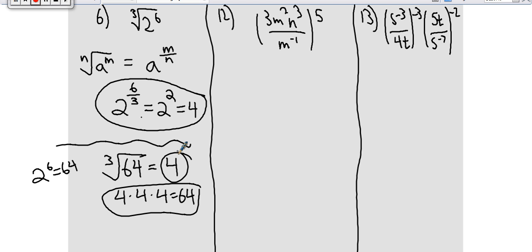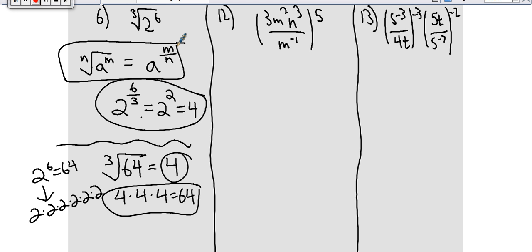This requires that you actually multiply 2 times 2 times 2 times 2 times 2 times 2. I think I said too many 2s. Only supposed to be 6 of them. And when you multiply this out, then you get 64, then you can find this cube root of 64. But if you know this little shortcut rule right here for the fractional exponents, it makes it so much faster.